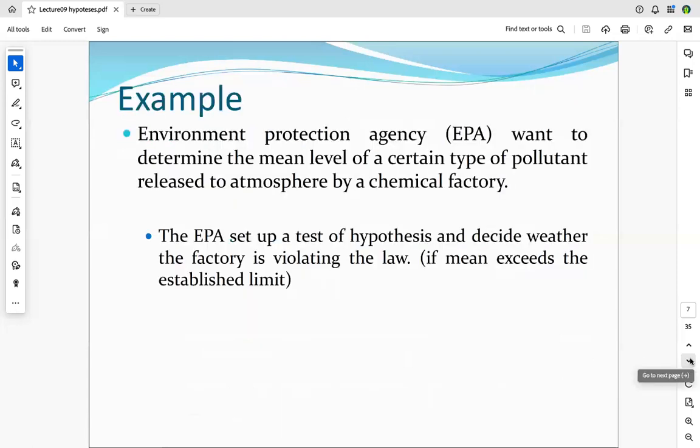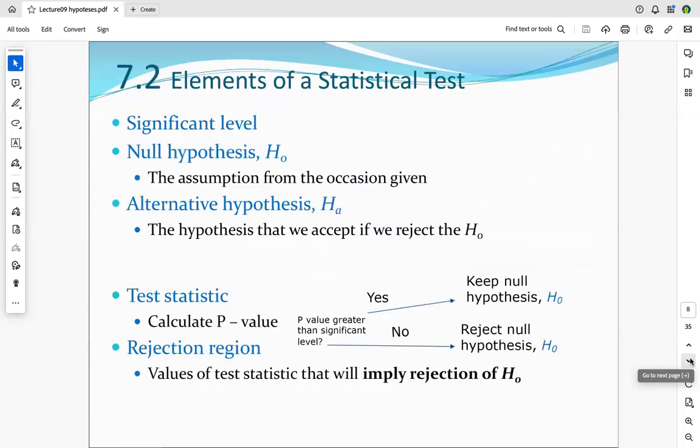Next. Okay, so for example, the Environmental Protection Agency, EPA, wants to determine the mean level of a certain type of pollutant released to the atmosphere. So in this case, we want to know what the mean level is. Again, we have to decide the setting, and then do the test, whether the factory is violating the law. So how do we do that?